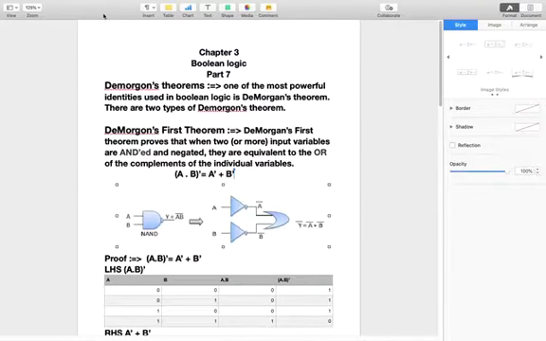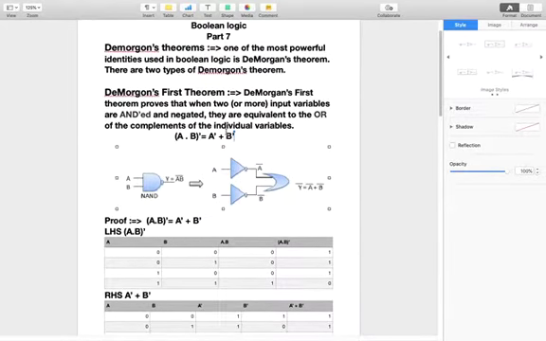Hello students, in today's video we learn De Morgan's theorem. It is a very important theorem in Boolean algebra. One of the most powerful identities used in Boolean logic is De Morgan's theorem. There are two types of De Morgan's theorem. First, we learn De Morgan's first theorem.